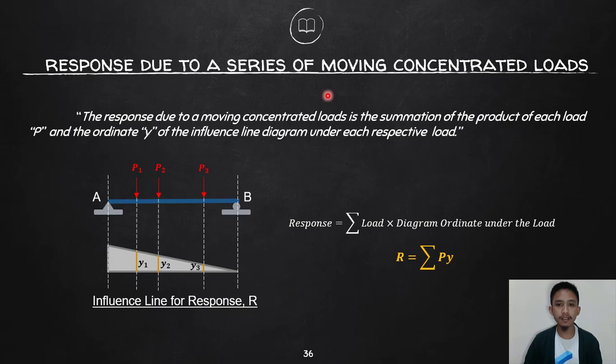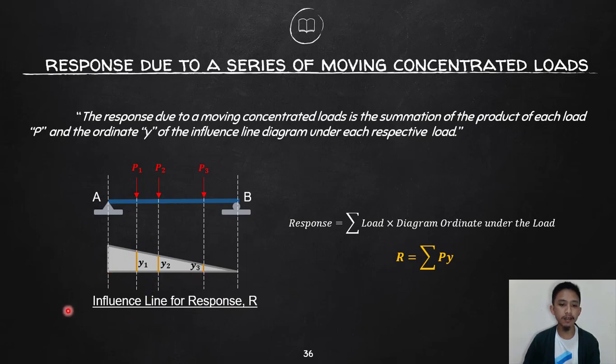So, the effect of each of the concentrated loads will be just the product of the load itself with the corresponding ordinate within your influence line. However, since that is not just one, we need to consider the effect of all of the concentrated loads. Then all we need to do is summate, or get the total by summating. So we will summate the product of the load with the ordinate of the influence line under that specific load itself. So all we need to do is add P1 times Y1, P2 times Y2, P3 times Y3.